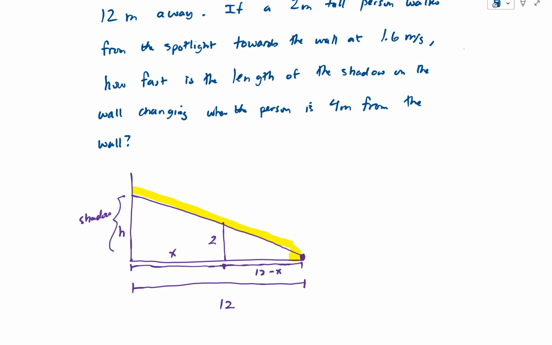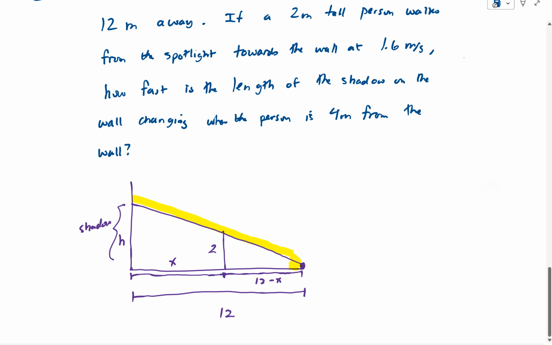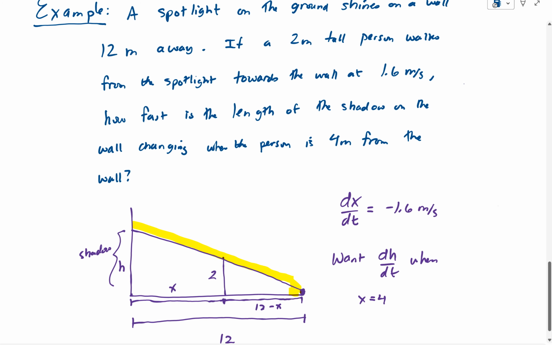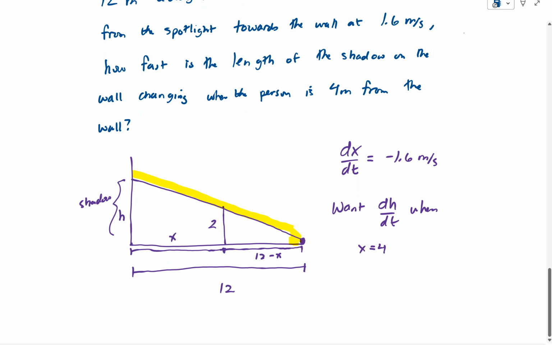Okay. So I know the person is moving towards the wall at 1.6 meters per second. So that means dx dt, remember the x is getting smaller here, so this is negative 1.6 meters per second. Okay. And we want dH dt when x is equal to 4. Right? Because that's when the person will be 4 meters from the wall.